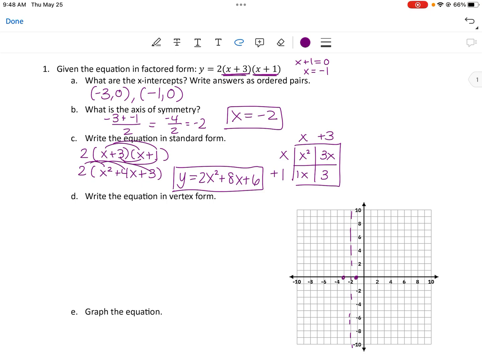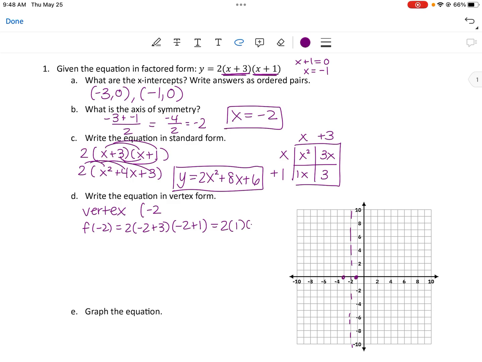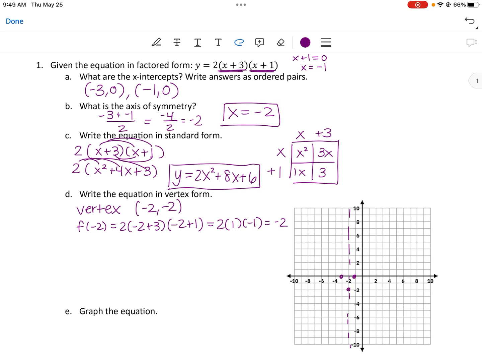Okay, to get vertex form, there's a couple of different ways you can do it, but I would start with: what is your vertex? Our vertex goes along with the axis of symmetry, so we know x is -2, but what happens when you plug -2 into your equation for x? Here we get 2 times 1 times -1, so we end up with -2. So the vertex is actually at -2, -2. So it's right here. It doesn't always end up being at the same point.